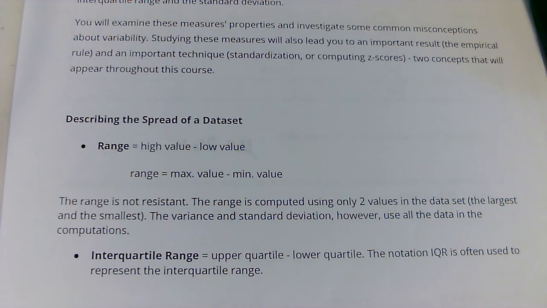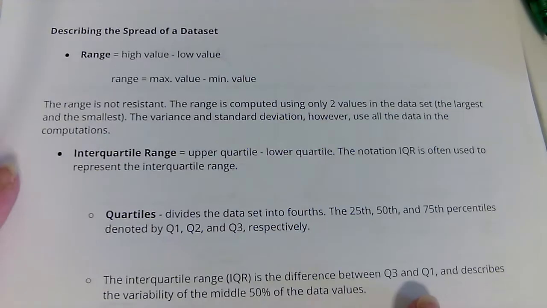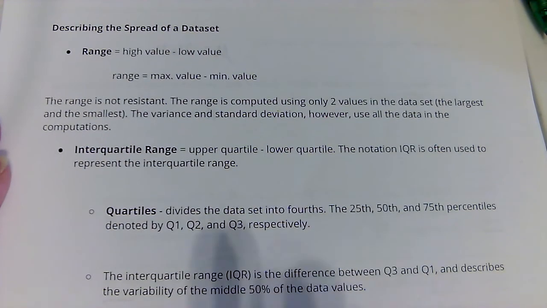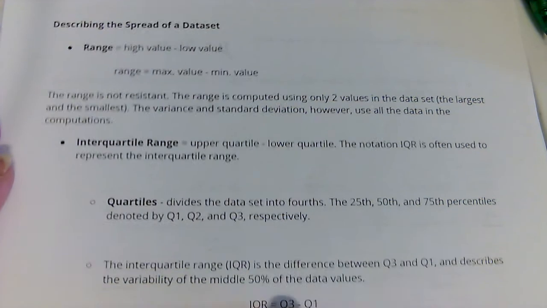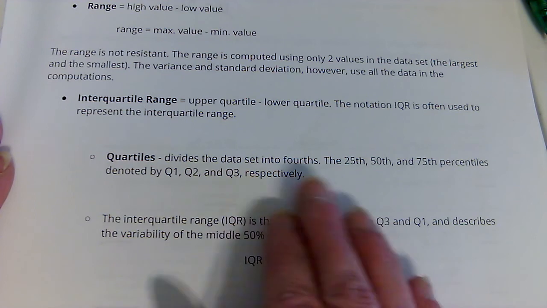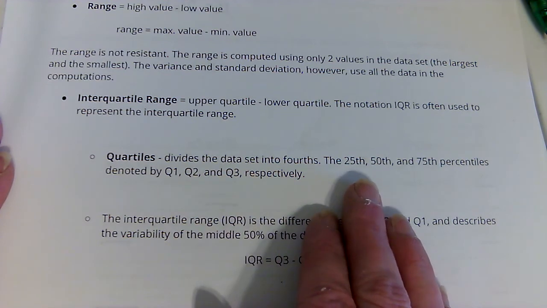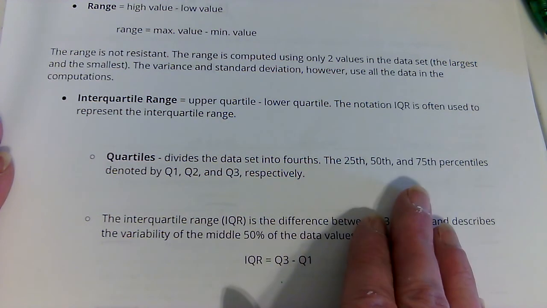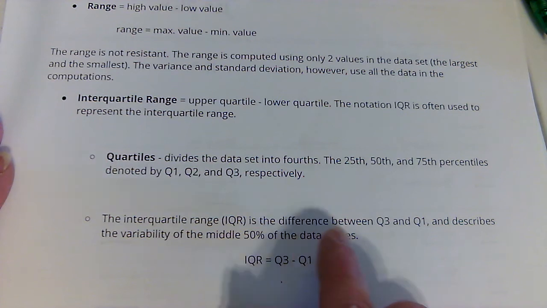So instead of just looking at the data overall, we're going to divide the data up into quartiles. The interquartile range is found by looking between the upper quartile and the lower quartile. So let's look at that. That means we're going to divide the data into fourths: the 25th percentile, 50th percentile, 75th percentile, first quarter, second quarter, third quarter.